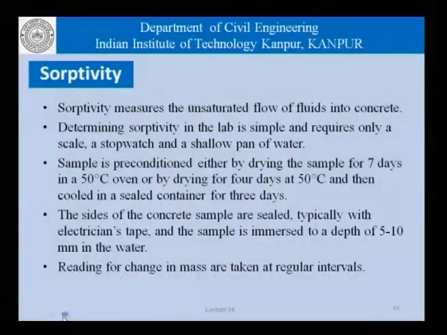Another test which we see sometimes in literature is that called sorptivity. Now, sorptivity measures the unsaturated flow of fluids into concrete, and there are papers and books that deal with this subject. Determining sorptivity in the lab is simple and requires only a scale, a stopwatch and a shallow pan of water. The sample is preconditioned either by drying the sample for 7 days in about a 50 degree oven, or by drying for 4 days at 50 degrees C and then cooling it in a sealed container for 3 days.